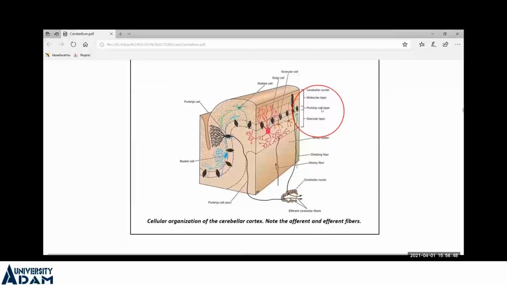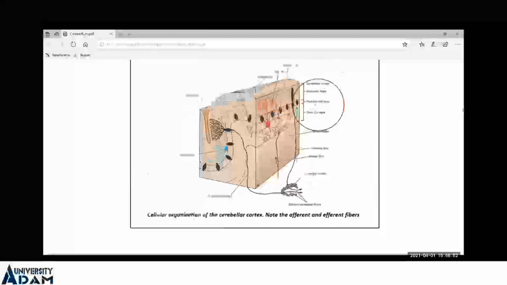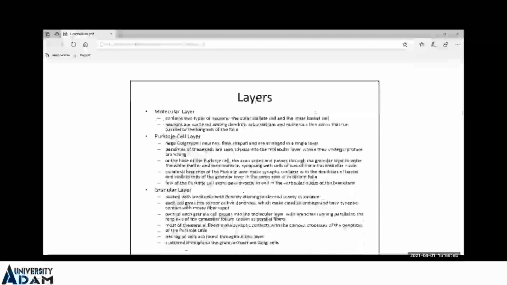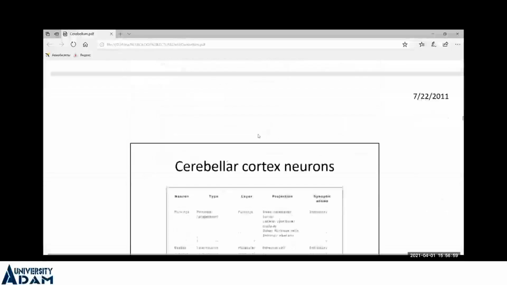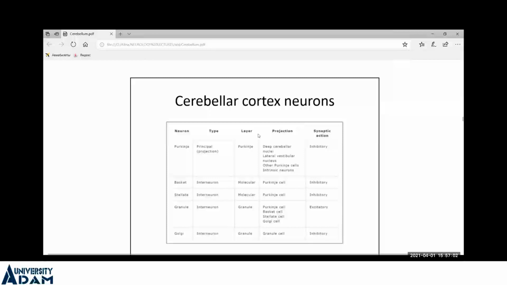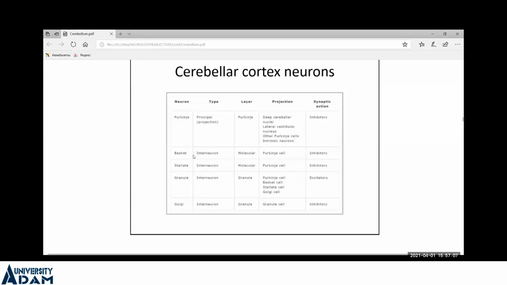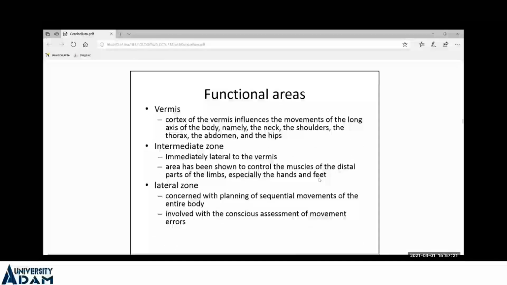Cerebellar molecular layer, Purkinje cell layer, and granular layer. So the important one here is the Purkinje cell layer, okay? So this is the histology of those layers. You can see the Purkinje layers. Guys, these basket, stellate neurons, and Golgi neurons all have inhibitory synaptic action, but the granule interneuron has excitatory synaptic action, okay?